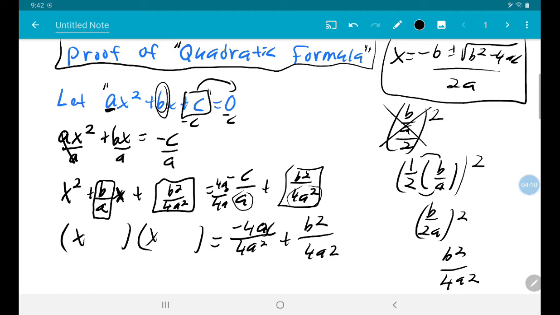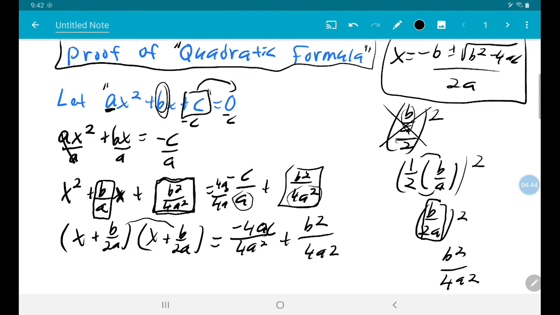If you look at this, you might say, how am I supposed to know what multiplies to make b squared over 4a squared and then adds up to b over a? How am I supposed to know that? If you recall, I talked about when you take your b term and divide it by 2, what you get before you squared is what goes into the factor. So when I took half of my x coefficient, I got b over 2a. That's what goes here.